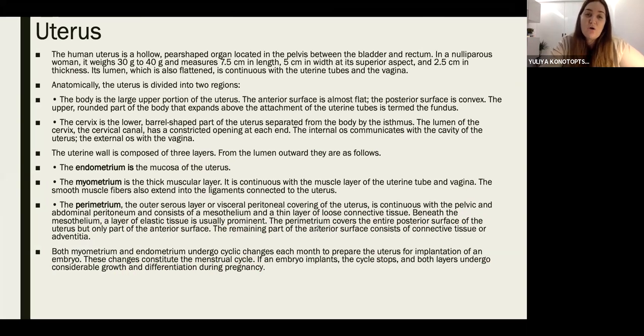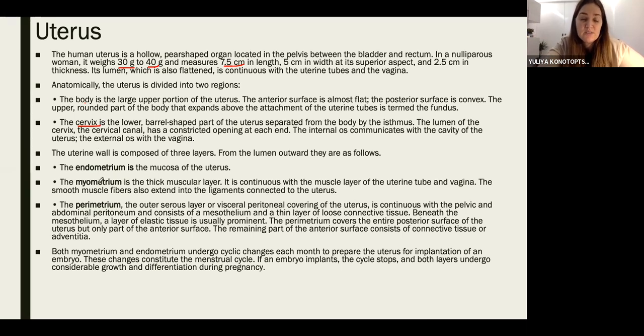So uterus, a hollow, pear-shaped organ in the pelvis between the bladder and rectum. In females that have never given birth, it's very tiny, about 30 to 40 grams. Anatomically, the uterus has a body, that's the major part there, and the cervix, the neck of the uterus. From the cervix, the vagina continues.